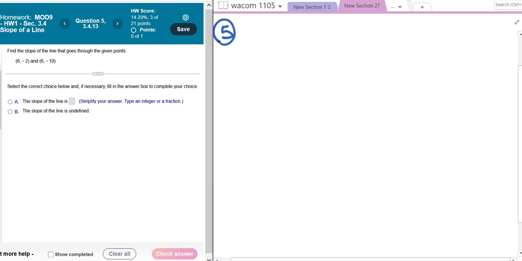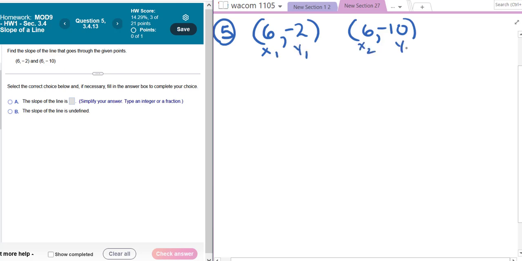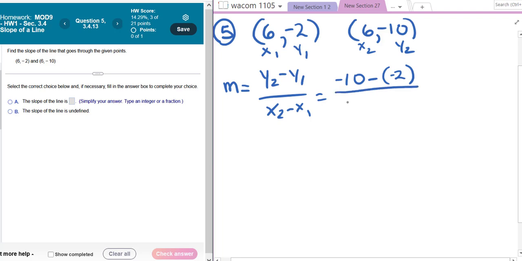All right, so it's the same idea. Find the slope given 2 points. And just because of our last question, you might notice here, this one has the x's the same. And we'll see what happens there. So x1, y1, x2, y2. Write our formula. So slope is equal to change in y's over change in x's. And we plug in. So we have -10 minus a -2. And this is 6 minus 6. Right? On the numerator, this makes plus, so you end up with -10 plus 2, which is a -8.